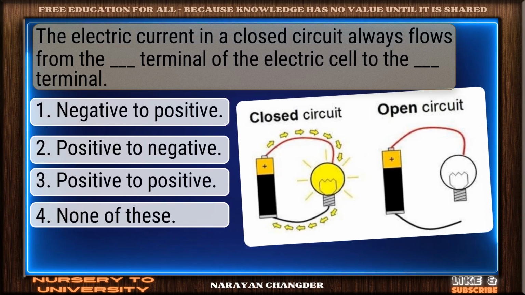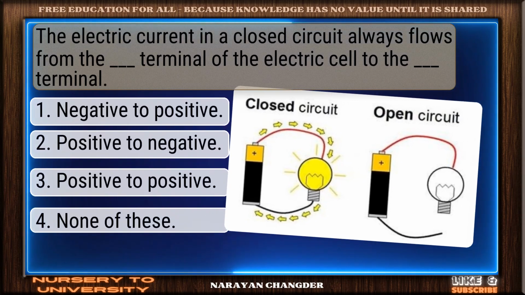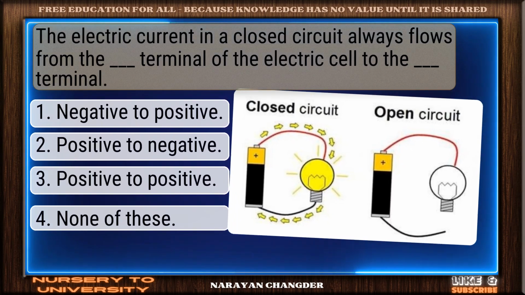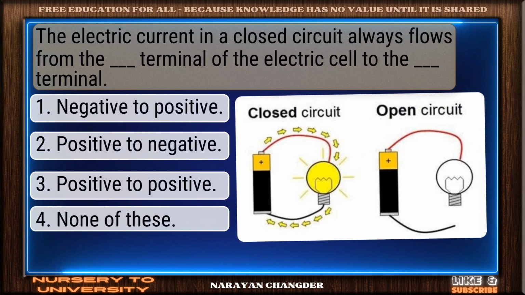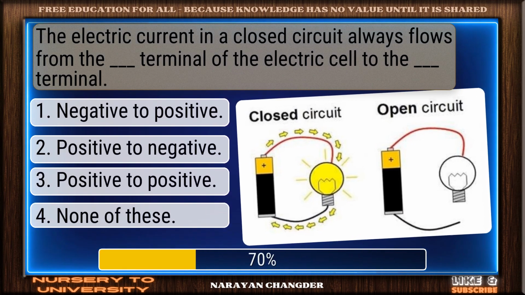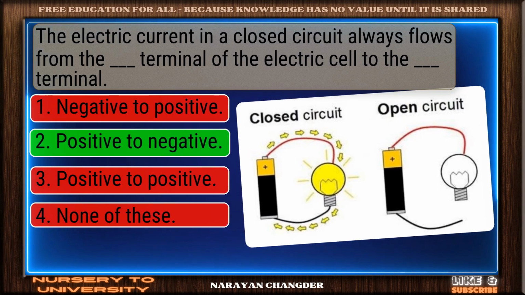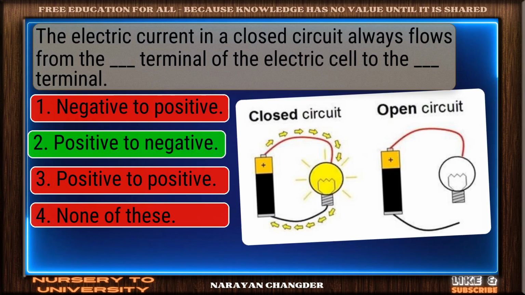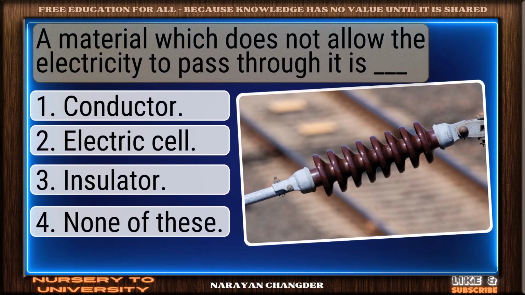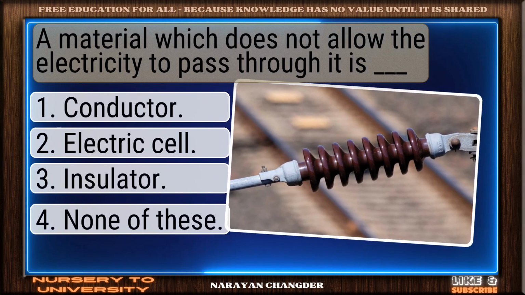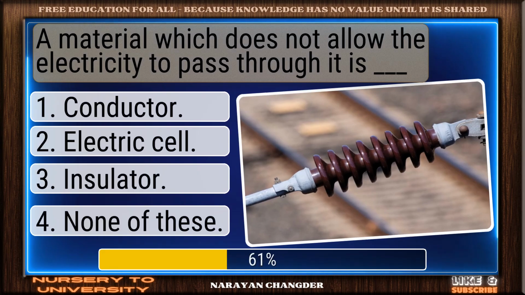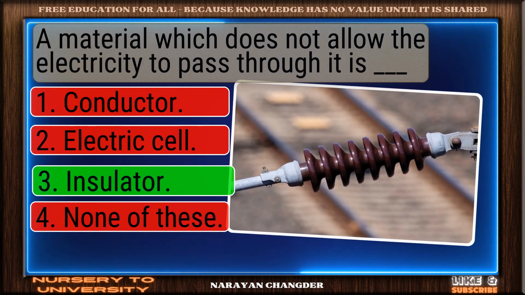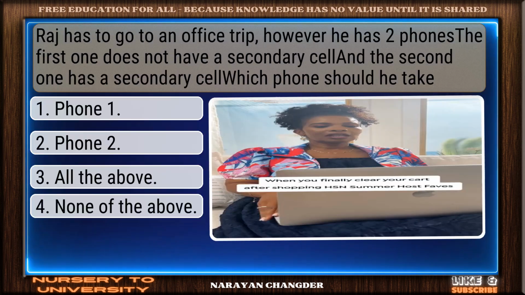The electric current in a closed circuit always flows from the dash terminal of the electric cell to the dash terminal. Solid response. Positive to negative is a valid choice. A material which does not allow the electricity to pass through it is dash. Clear logic. Your choice insulator is sound and 100% true.